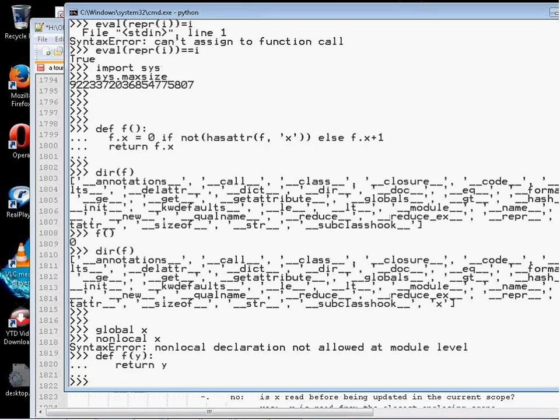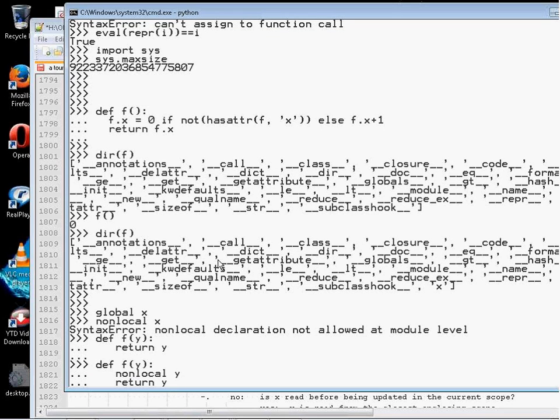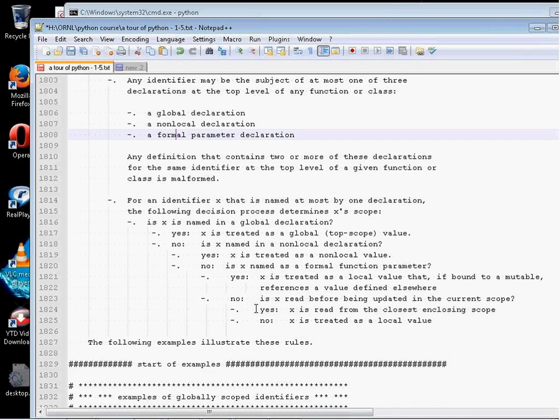There are rules that I believe Python uses to distinguish. If its name is a global, then it's global. If its name is non-local, then it's non-local. Is it a formal parameter? Yes, then it's a local. Is X read before being updated? Yes, then X is read from the closest enclosing scope. Otherwise, X is a new local. Here are some examples. Let me have you run the code lines 1835 to 1844.